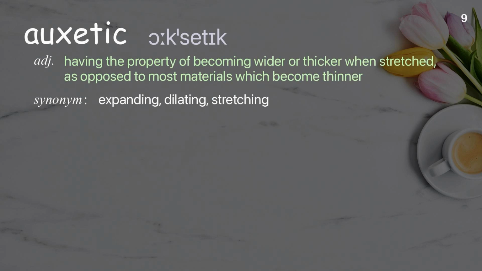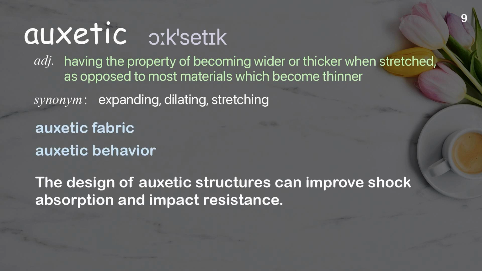Auxetic. Having the property of becoming wider or thicker when stretched, as opposed to most materials which become thinner. Examples: Auxetic fabric. Auxetic behavior. The design of auxetic structures can improve shock absorption and impact resistance.